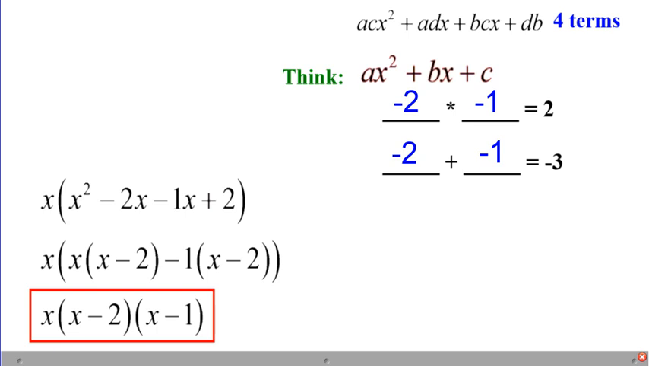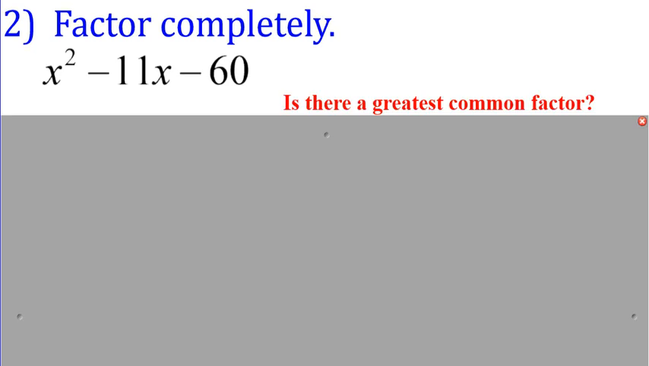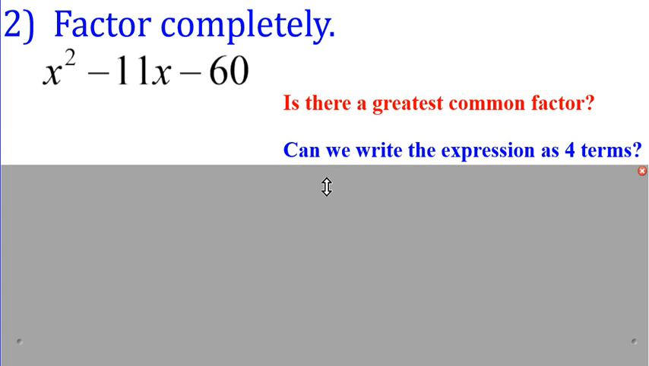Let's take a look at another one. Here we want to factor x squared minus 11x minus 60. And again, the first question we want to ask ourselves is, is there a greatest common factor? As we look at each of those terms, we want to see if there's something alike we can divide out. And in this case, there is not. So since there isn't a greatest common factor, can we do like what we did in the last problem? Can we rewrite this expression so it has 4 terms as opposed to the 3?